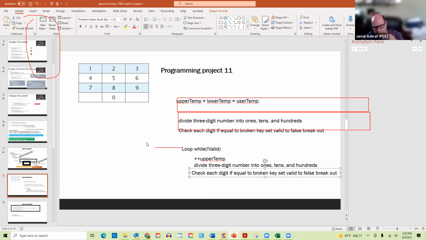So at the end of my program, I can check if my upper temperature is equal to lower temperature, or my lower temperature is equal to either case. That means what? That means I didn't go through my loop. That means my original number was correct.